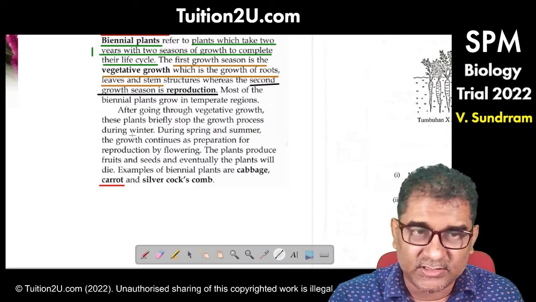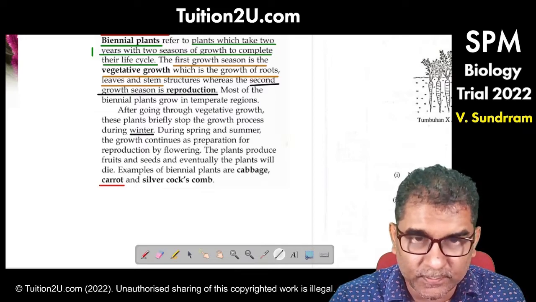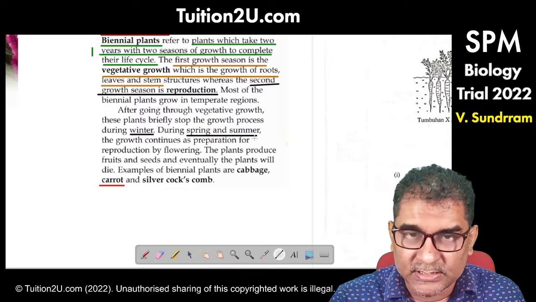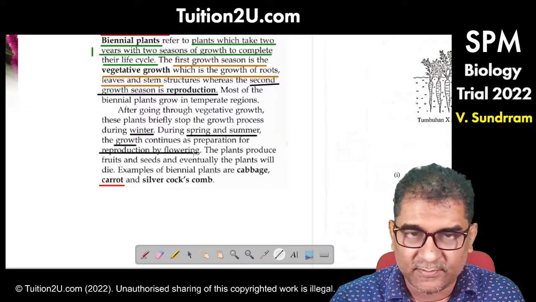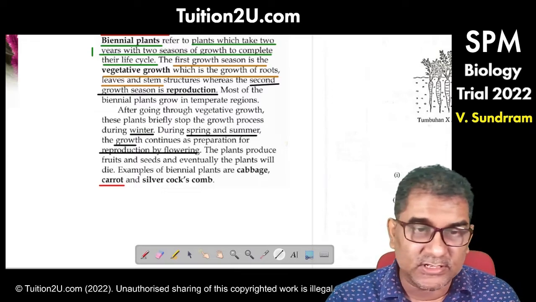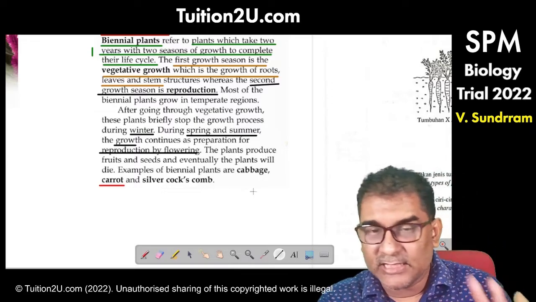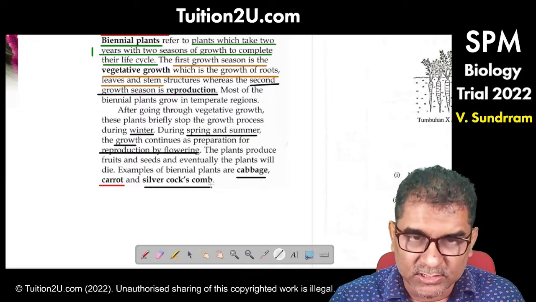So take note, in winter they don't grow. In spring and summer they grow in preparation for reproduction by flowering. They will produce the fruit and seed. Eventually the plant will die. The example is cabbage, carrot and silver cockscomb.